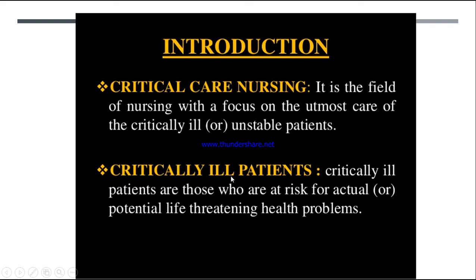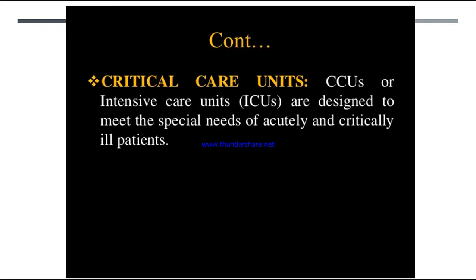Then next is critically ill patients. Critically ill patients are those patients who are at risk of dying or who are at risk of having life-threatening health problems. Next is the critical care unit, or CCUs, or we can call it intensive care units (ICUs). They are designed to meet the special needs of acutely and critically ill patients.